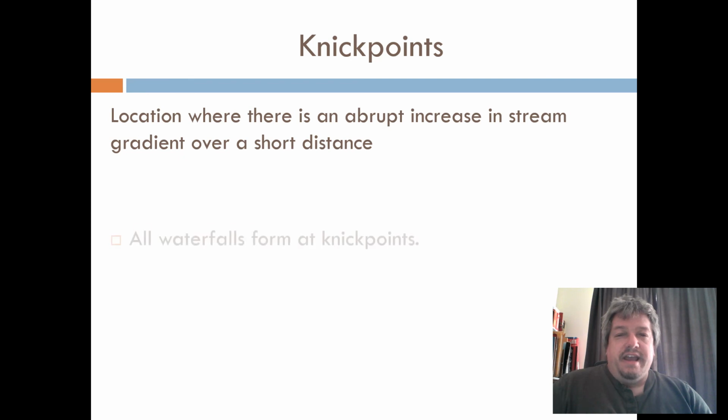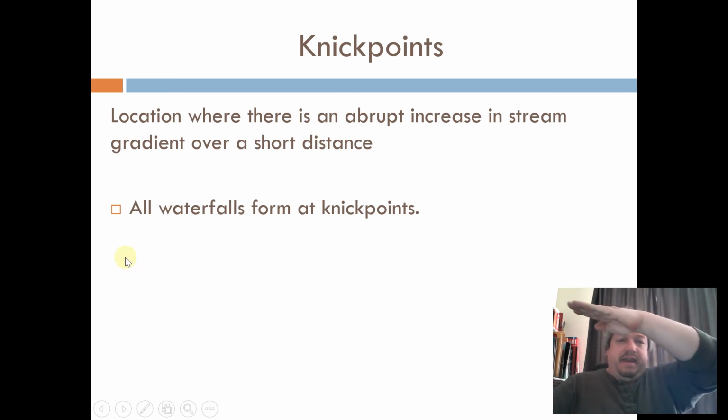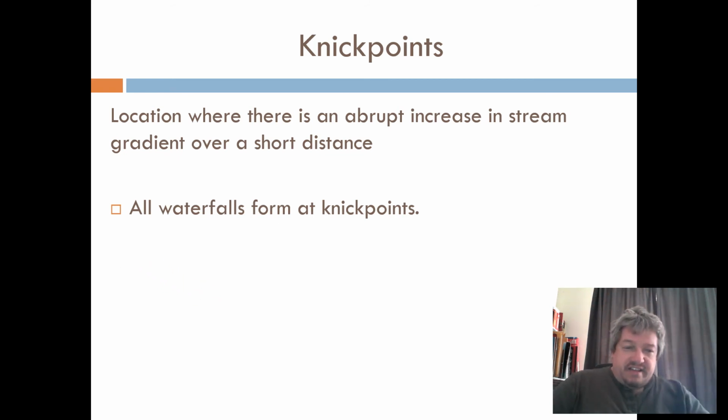Now, a nick point is a fancy name for basically a cliff. It's any location on the river where its gradient increases rapidly over a short distance. In other words, it's flowing downhill at a steady pace, and then it goes downhill really fast in a short period of time. So a waterfall or rapids. In fact, all waterfalls form at nick points.